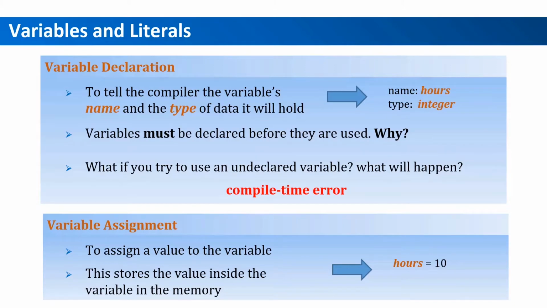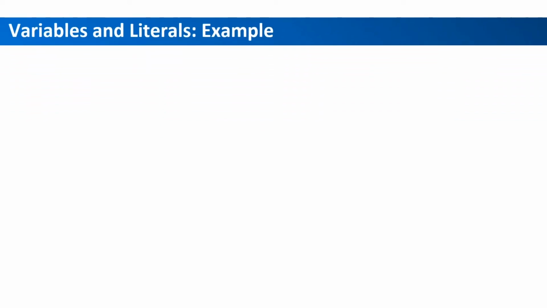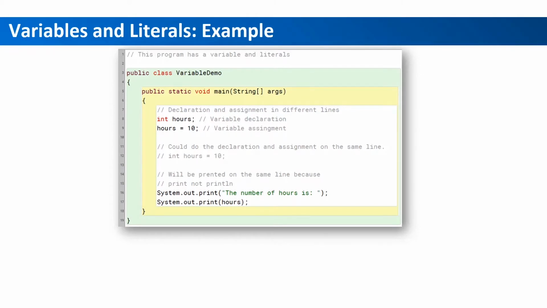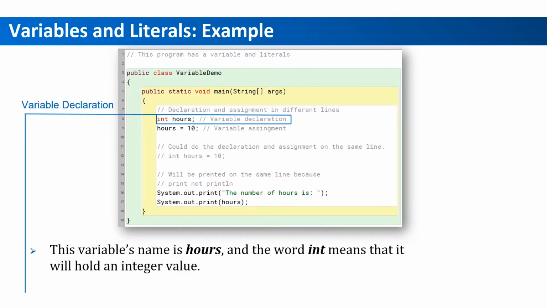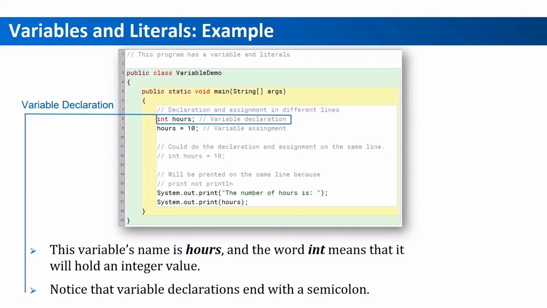Let's have an example to understand these concepts better. This is a simple program that contains a variable and literals. The first non-comment line inside the main method, line 8, represents the variable declaration line. The variable name is hours, and the word int means that it's of type integer and will hold an integer value. A variable declaration is terminated with a semicolon. A semicolon is used to tell the compiler that this is the end of a Java statement.